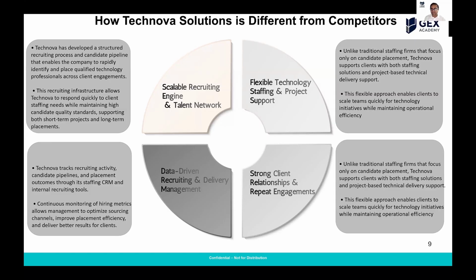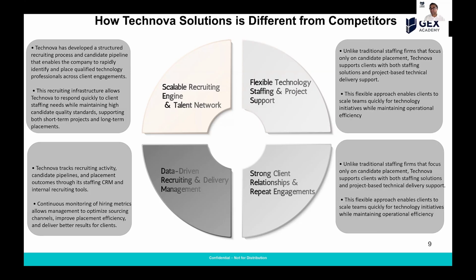And then the third differentiator is the company's flexible technology staffing and project support model, right? Many staffing firms focus exclusively on placing candidates and then moving on to the next engagement. TechNova is presenting a slightly broader value proposition, right? In addition to staffing solutions, the company is also supporting project-based delivery initiatives, which allows clients to engage the business in multiple ways depending on what their needs are. So from a customer perspective, that flexibility can be attractive, right? Because it creates a one-stop solution for both talent acquisition and project support.